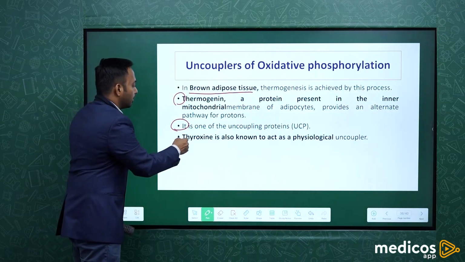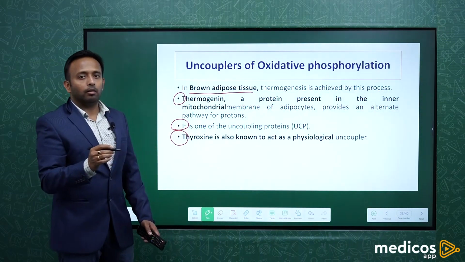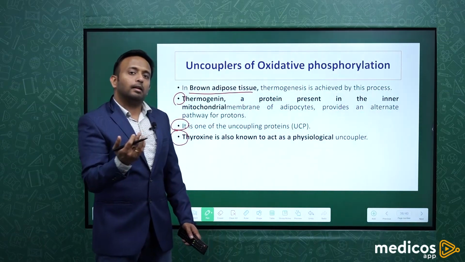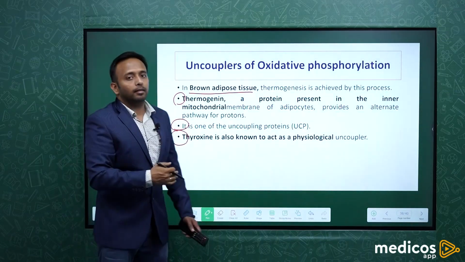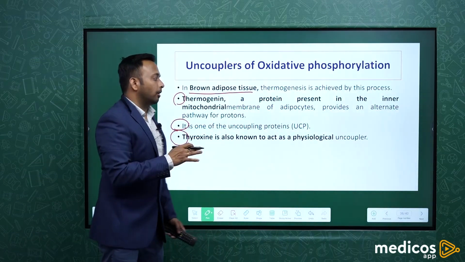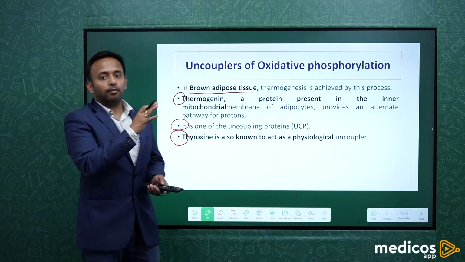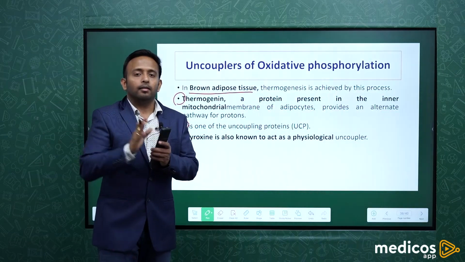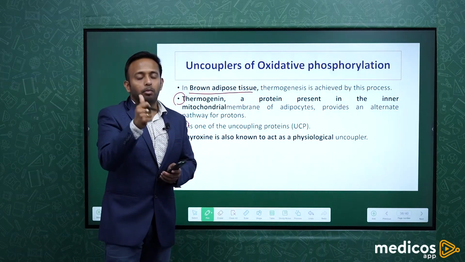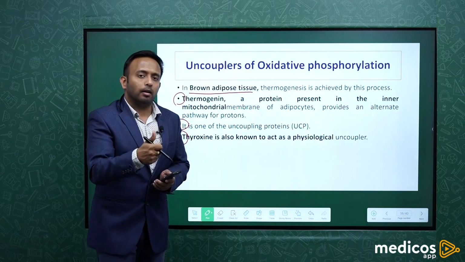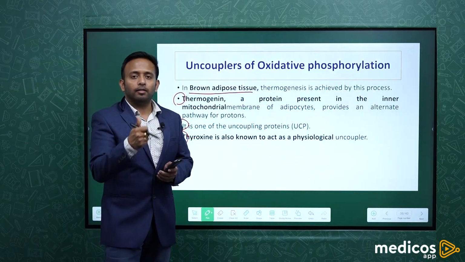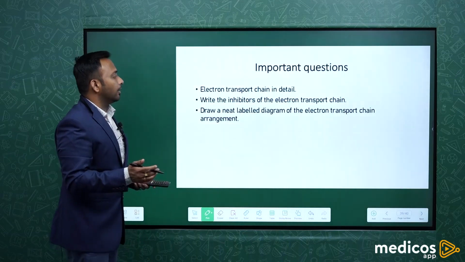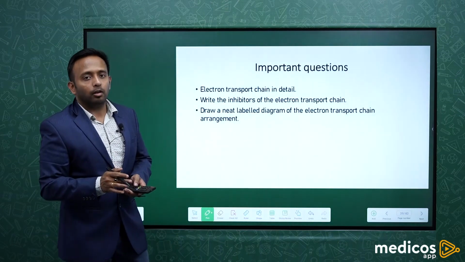And one more is the thyroxine hormone. If it is in high concentration, then also the body temperature is increased. Why? Because it also acts as an important physiological uncoupler of the whole reaction. So by this we understood that the electron transport chain is not only synthesizing ATP, but is also important for the generation of heat, so that it maintains a normal body temperature. Okay, so with that we will be concluding the topic.